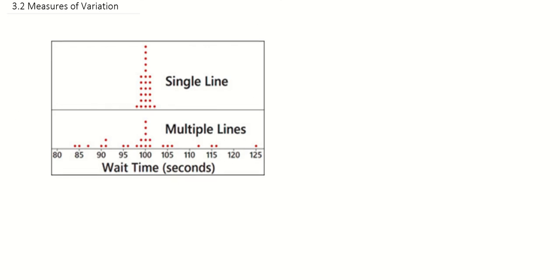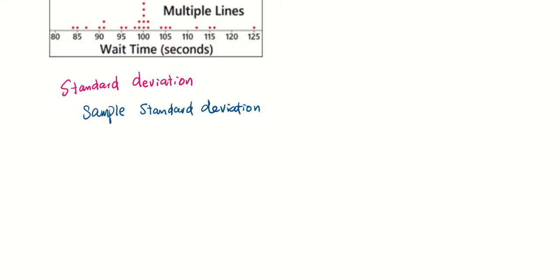The most common thing we use to measure variation is called standard deviation. It measures how much data values deviate away from the mean. We use s for sample standard deviation. To find the standard deviation of the sample, we use this formula.